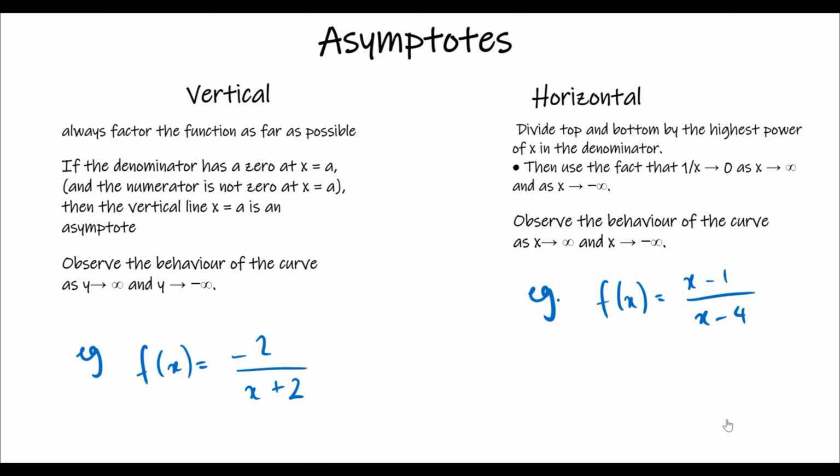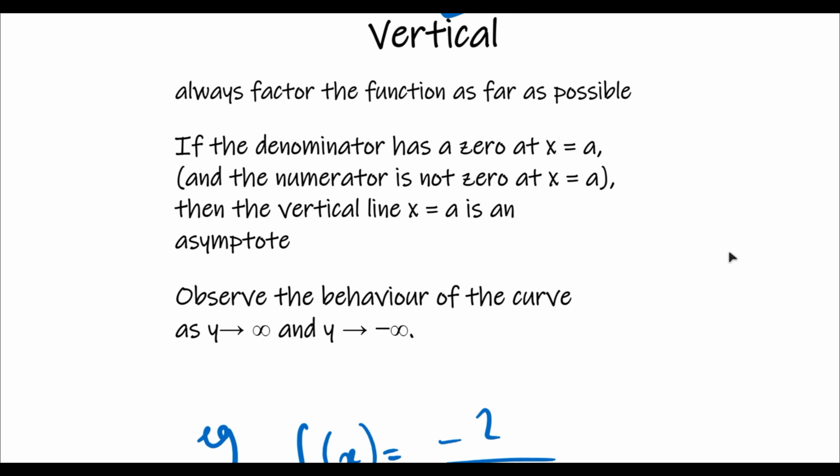When it comes to graphing functions, you also need to determine if a function has an asymptote. The two types of asymptotes that you want to look for are your vertical or your horizontal asymptotes. Let's look at how to find a vertical asymptote.